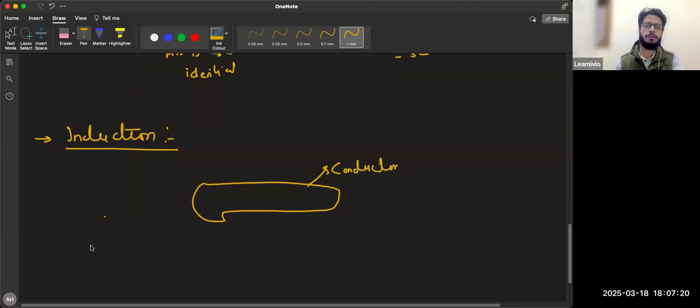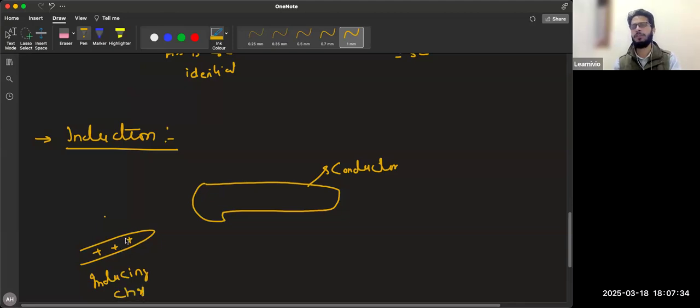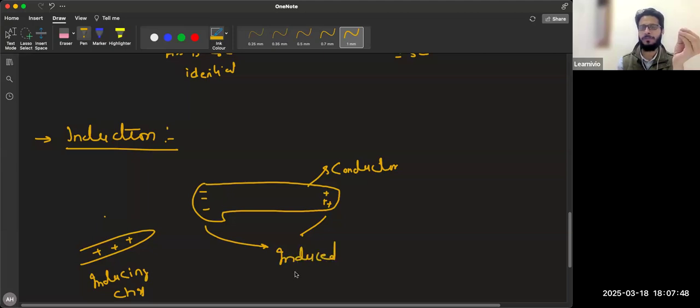This is a conductor. Near this conductor, you bring a glass rod. We call this glass rod an inducing charge. This has 3 units of positive charge. So this 3 units of positive charge will attract 3 units of negative charge and will repel 3 units of positive charge. So these charges are known as induced charges. Inducing charges and induced charges are equal.